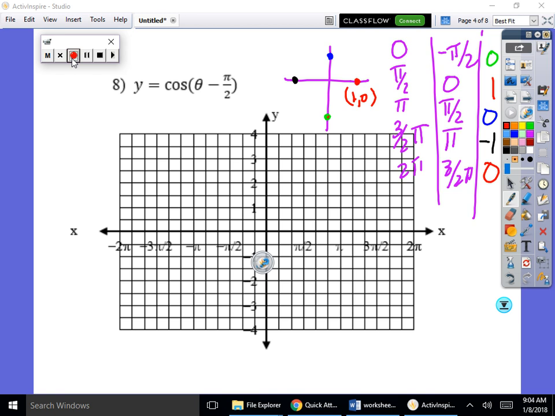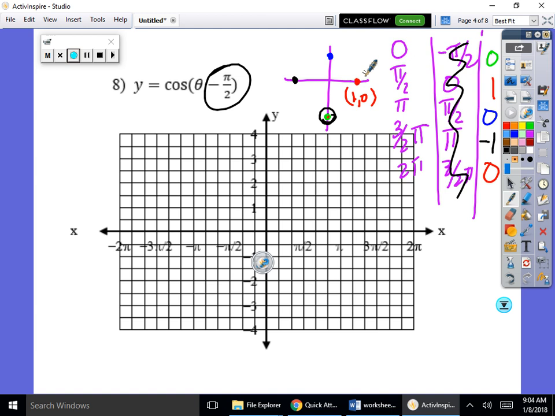Another way to do it is in another class. This is backwards pi over 2. So all the student did was they went backwards in axes because each axis is pi over 2, 90 degrees, right? So they knew that they were starting here. So they asked themselves, what is cosine here? 0. So they didn't even do the middle column. They went 0 and they went around the clock. You can also do that.